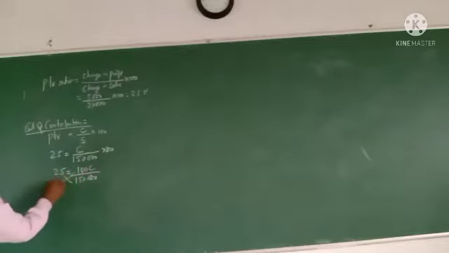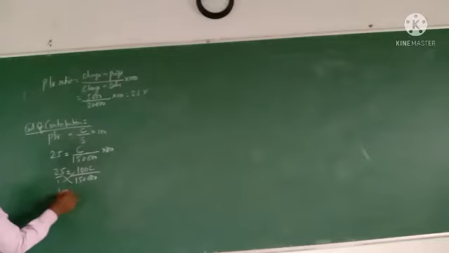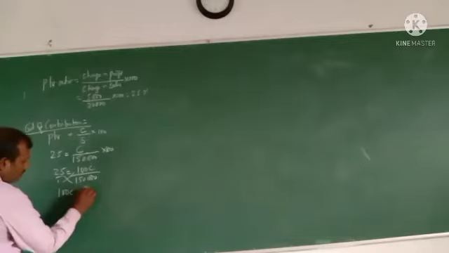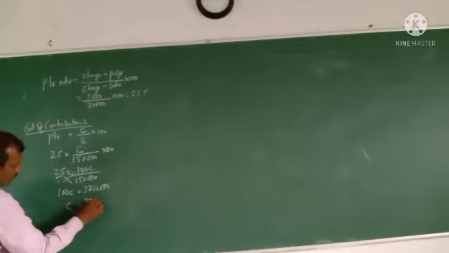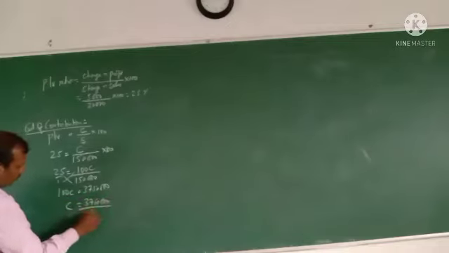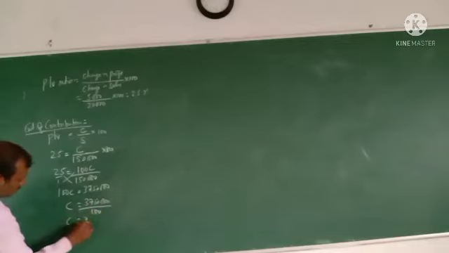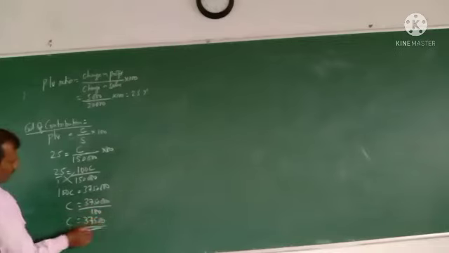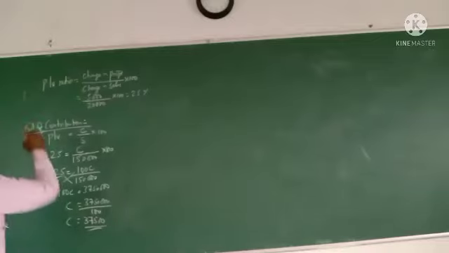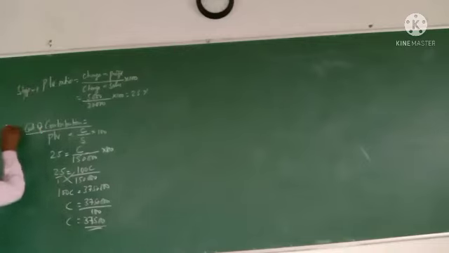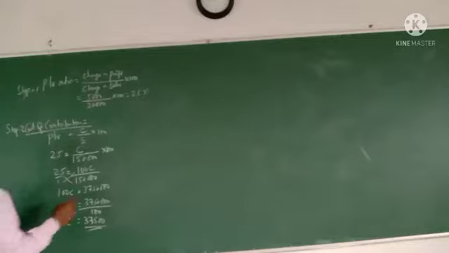Now do the cross multiplication and bring the C to this side. 100C into 1, 100C equals 25 into 1,50,000, which is 37,50,000. So C equals 37,50,000 divided by 100. We get contribution as 37,500.